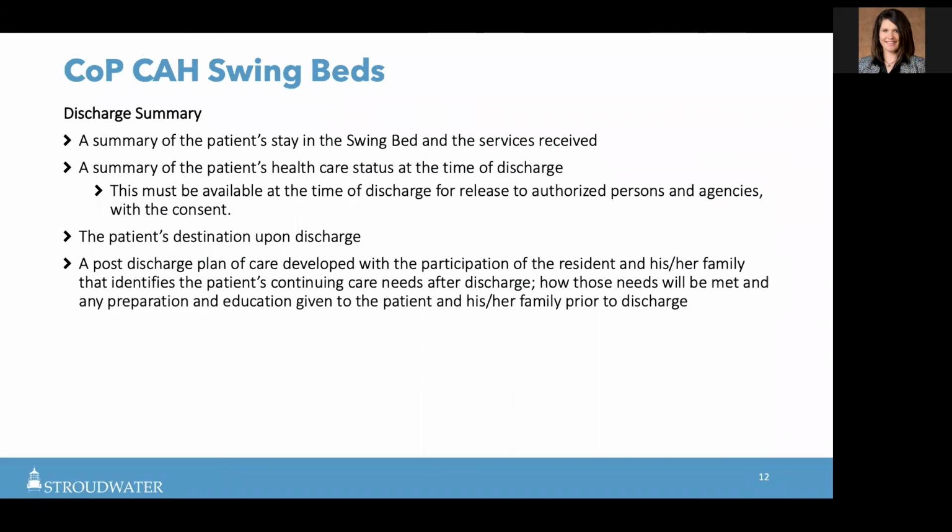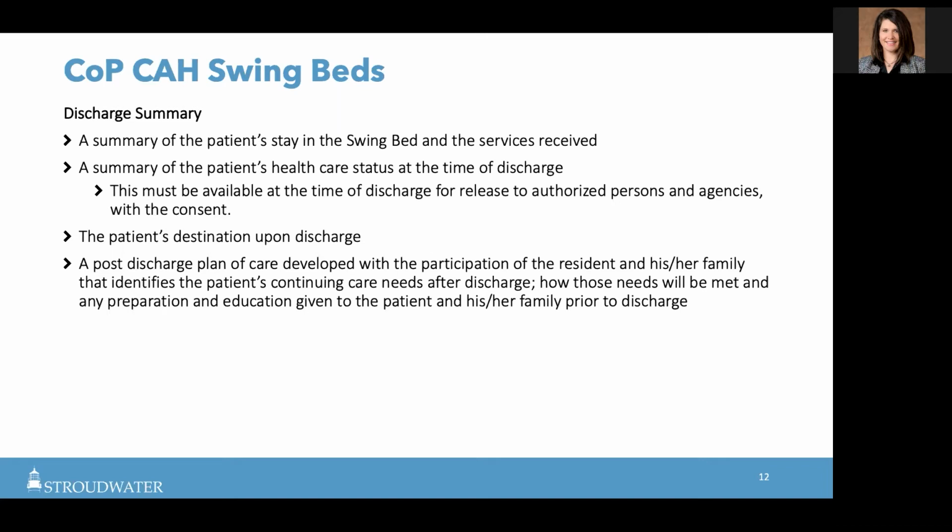This here is really the next step on that discharge summary. A physician must prepare a discharge summary whenever the hospital, the critical access hospital, anticipates a discharge of a patient from the swing bed program. The discharge summary should include a summary of the patient's stay and any of the services that they received, and the patient's healthcare status at the time of discharge. And this info has to be readily available to be released, with the patient's consent, to any family member or any authorized agency.